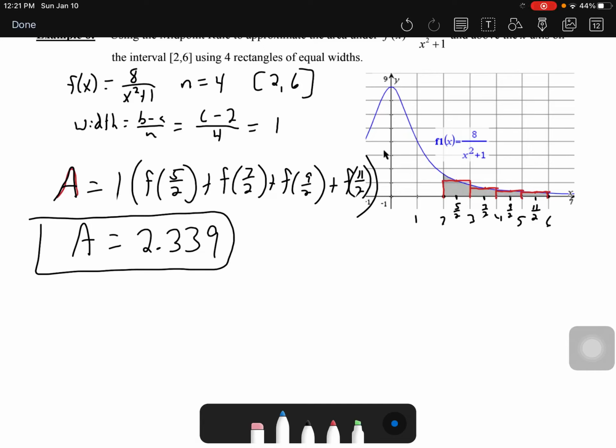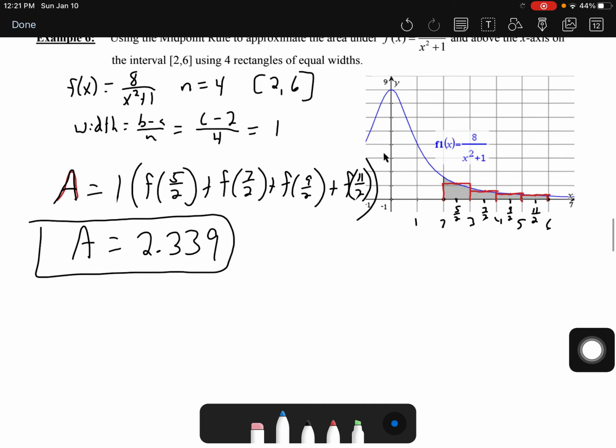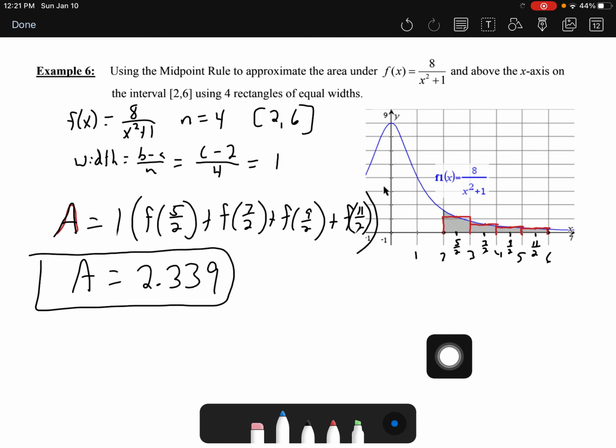All right, AP Calc class, we're continuing on with our notes for section 4.2, working on area and sums. They call them Riemann sums. I haven't really used that term yet, but we'll see it more as we move through. Okay, so this is the last example that we had finished.